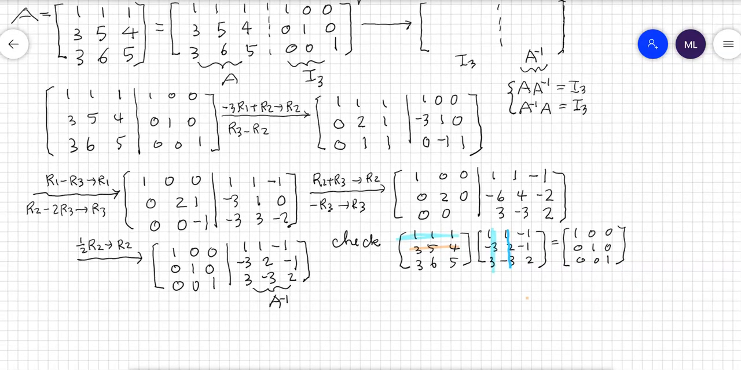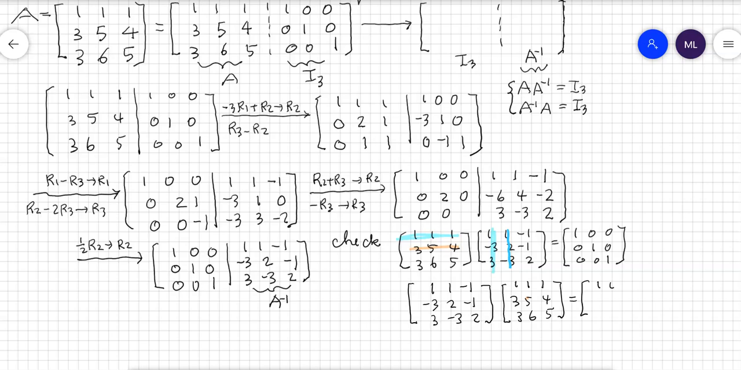And for the same, 1, 1, negative 1, negative 3, 2, negative 1, 3, negative 3, 2. And when you multiply with 1, 1, 1, 3, 5, 4, 3, 6, 5, you will get the same result: 1, 0, 0, 0, 1, 0, 0, 0, 1. Okay. So that is the identity matrix.